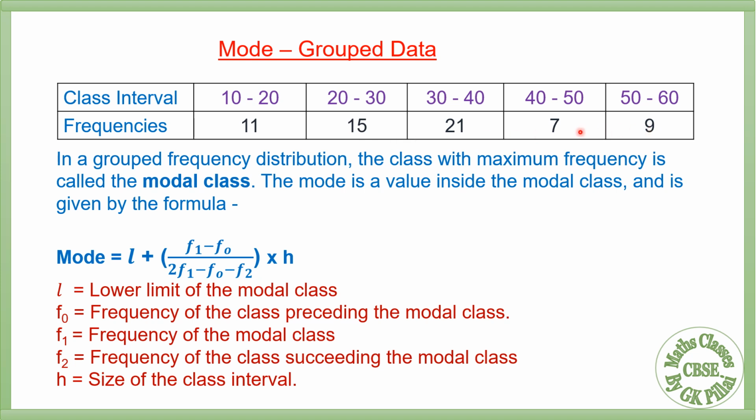Here, the maximum frequency is 21. So this is going to be the modal class. And 30 is the lower limit of the modal class. And f0, f1, f2 and h you have to find. Frequency of this, frequency of this, frequency of this. You will write f0, f1 and f2 and the class size will be h. So using this formula, l plus (f1 minus f0) upon (2f1 minus f0 minus f2) multiplied by the class size, you will get the mode of this data.